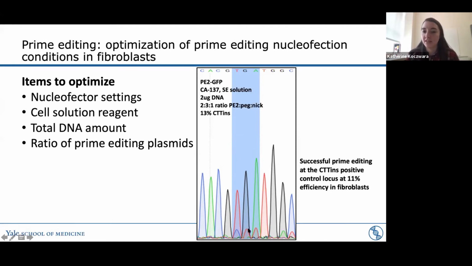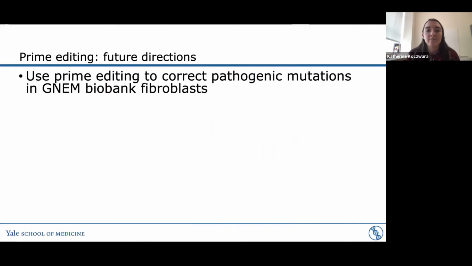So this isn't looking within the GNE gene, but it's looking to insert a CTT base in this region highlighted in blue here. And again, what you can see is that I was able to successfully edit the DNA, this time at a rate of about 13% in fibroblast cells. And so moving on from the results of these two experiments, the first being editing the GNE gene in a HAP1 cell line, and the second optimizing prime editing for fibroblasts, the next step that I'm working towards is to actually use this technique to correct the pathogenic mutations in the GNE Myopathy Biobank fibroblasts.